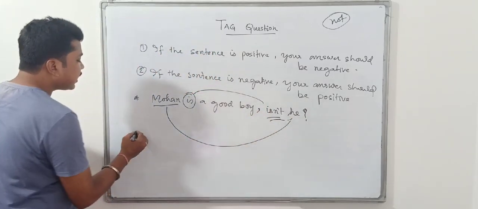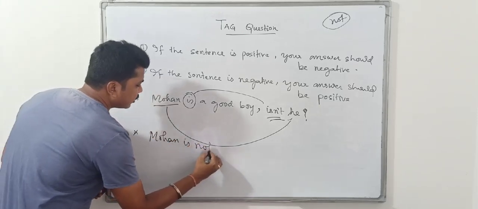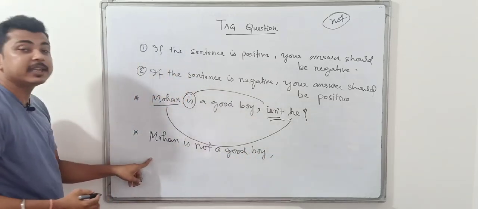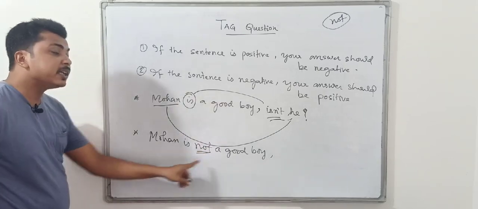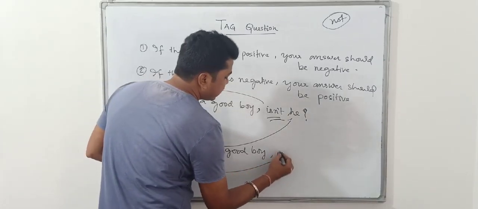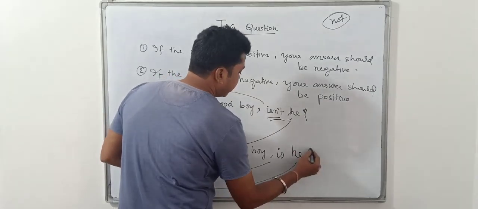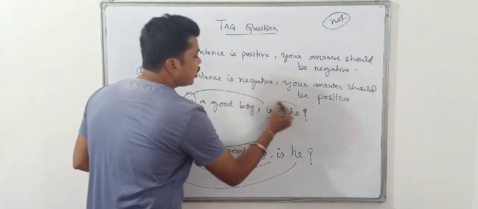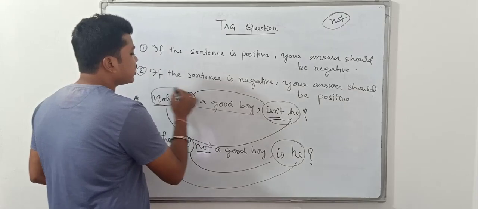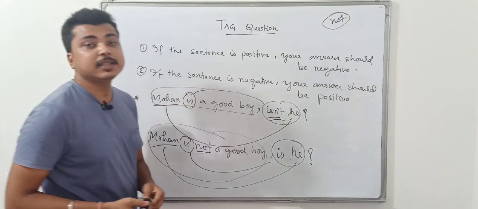Always the pronoun word we have to use after the verb. Remember this thing. Now let us take an example of negative statement. Suppose Mohan is not a good boy. Here in this sentence is negative. Why? Because you have the word not. If your sentence is negative, your answer should be positive. What is the auxiliary verb here? Is. You are going to place is here. Then Mohan. What will be the pronoun of Mohan? He. Is he. Is it clear? This is your negative sentence, and this is your positive answer. In the positive statement, your answer should be negative, and in the negative statement, your answer should be positive. Is it clear?